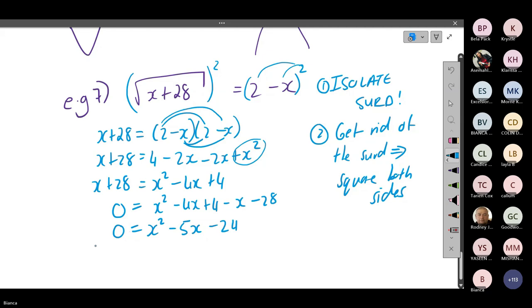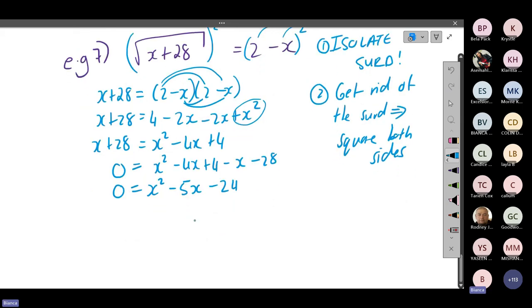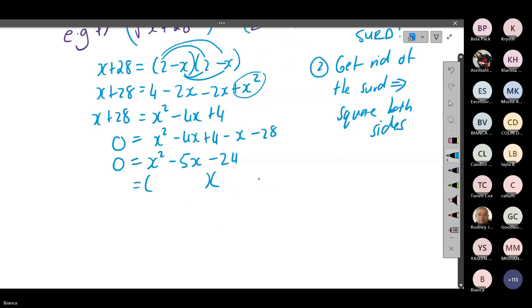Factorize or quadratic formula. Okay. I am going to factorize. So we're going to have an x, an x, a minus, and a plus, and I need the factors of 24 to give me 5. 12 and 2 doesn't work. What else works? 8 and 3 works. Minus 8 and 3. So I've got two solutions here. X minus 8 equals 0, which means x equals 8. X plus 3 equals 0, which means x equals minus 3.